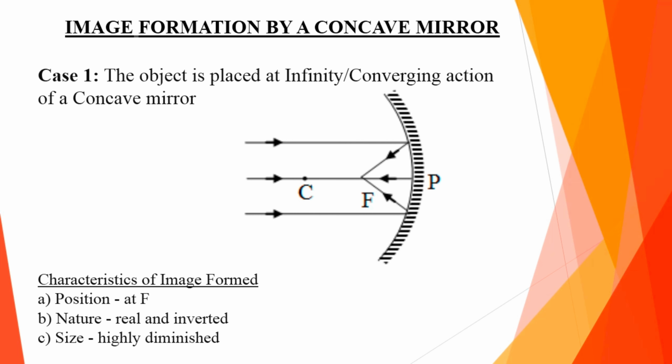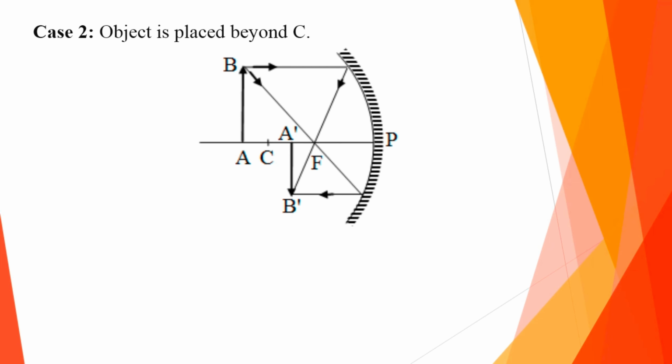So the second case is when the object is beyond the center of curvature, that is beyond C. Here AB is the object and it is placed beyond the center of curvature, that is C. We can use any two rules. Here the first and second rules are used, that is when the ray of light is parallel to the principal axis, and the other rule is when the ray of light passes through the focus.